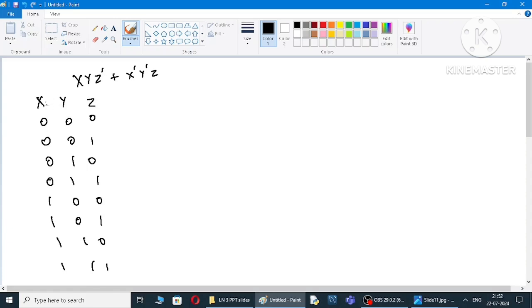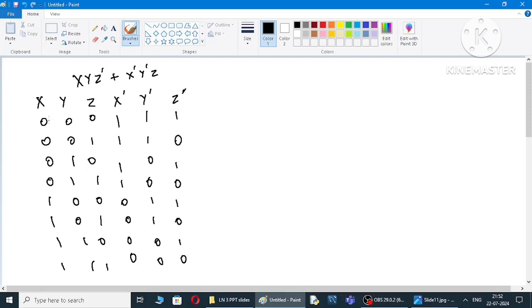X, Y, Z bar. X, Y is already there. Z is there but Z bar is not available. So let me do X bar, Y bar, Z bar, everything because we need all this. So what is the x bar? Complement of x. So 4 zeros, 4 ones. Here you will have 4 ones, 4 zeros. For y bar, 2 ones, 2 zeros, 2 ones, 2 zeros. Then for z bar, 1 0, 1 0, 1 0, 1 0. The opposite of x, opposite of y, opposite of z.